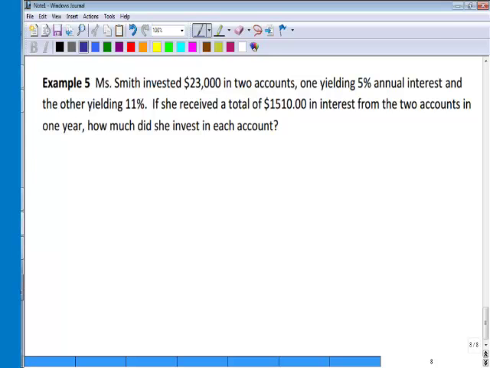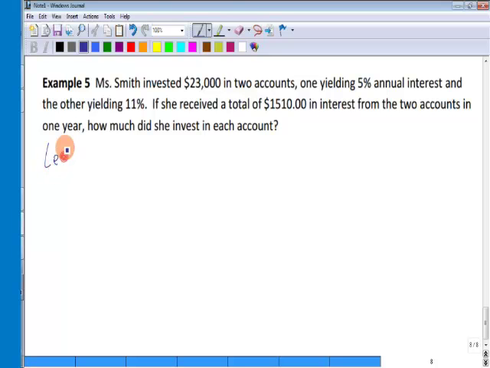What we're trying to see is the breakdown. How much of that $23,000 went into the account paying 5%, and how much of the $23,000 went into the account paying 11%. And if we got enough information to do this, I don't know why she didn't keep better records. We could just check her statements and see how much went into each account. But I think based on the limited incomplete information we have, this is enough to figure this out.